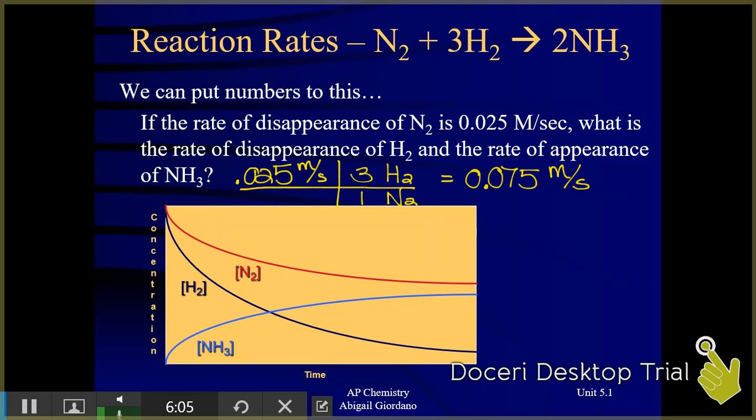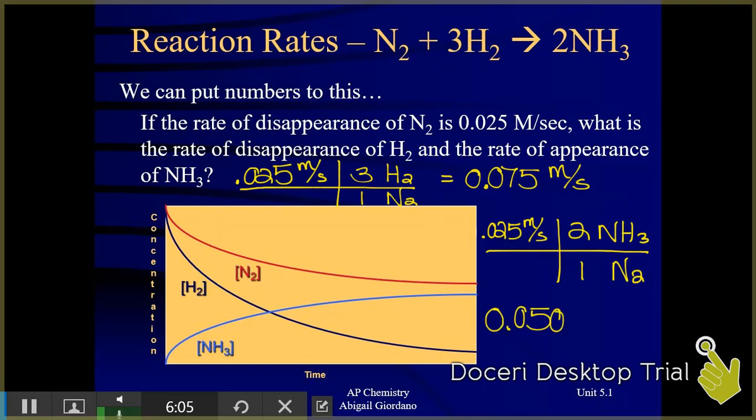They also ask us what is the rate of appearance of ammonia, and I'm going to do the same exact process. Take the rate that I was given, and I'm going to use those ratios, 1:2. So the rate of appearance of my product is going to be 0.050 molarity per second. And those are numbers you could work with in your head. So that is something that could very easily be in multiple choice.